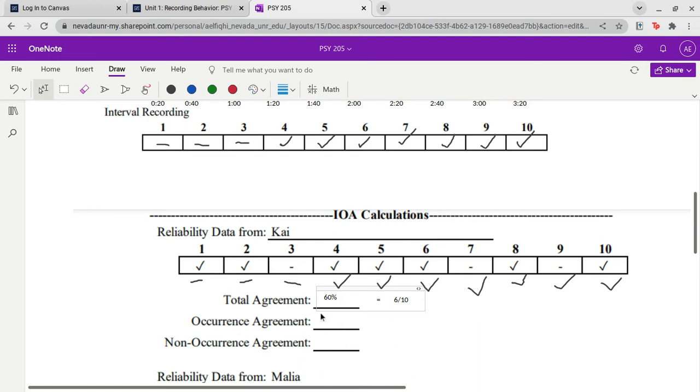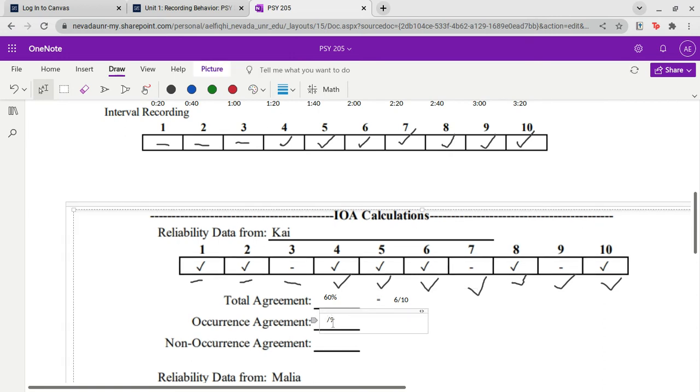Okay, and so then next we're going to move on to occurrence agreement. So this one is going to be any agreement intervals on occurrence out of any intervals that have at least one occurrence. So let's see, the first one, the second one, fourth one, fifth one, sixth one, 7th, 8th, 9th, and 10th all have at least one occurrence between the two observers. So we are going to get our total out of 9. And so then we're going to go through and look at the ones in which we agreed.